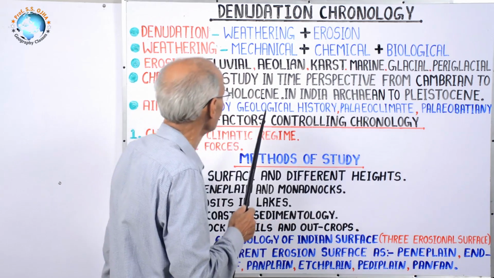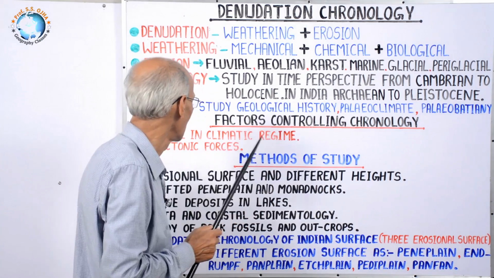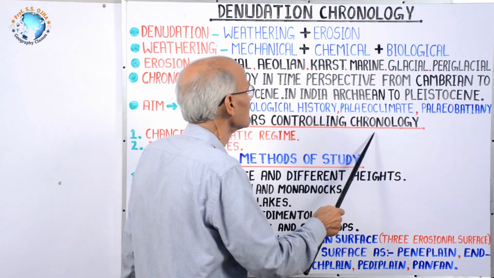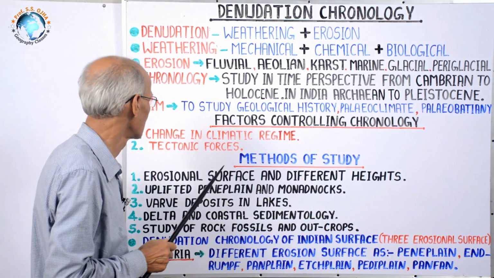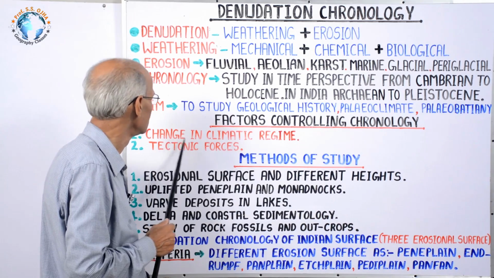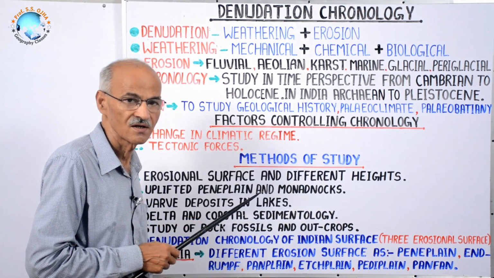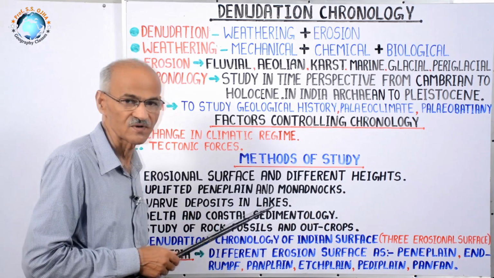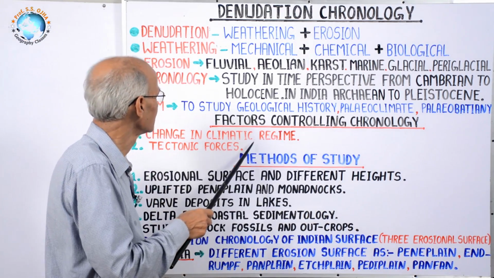Now, after knowing the definition of denudation chronology and its aim, let us come to the factors controlling the chronology. Which are the factors that control chronology? Factor number one is change in climatic regime. At world scale, there is the climatic classification by Köppen and Thornthwaite, and this is a spatial study or spatial variation in climatic regime.